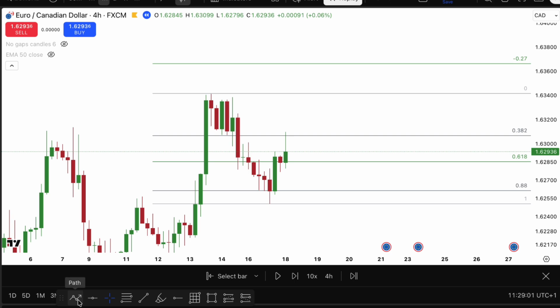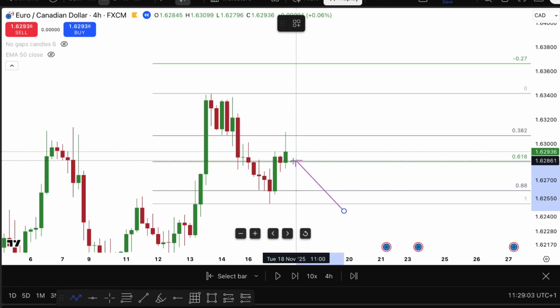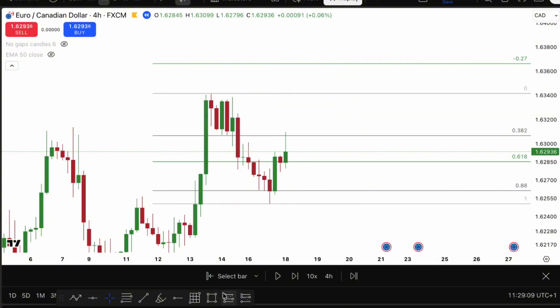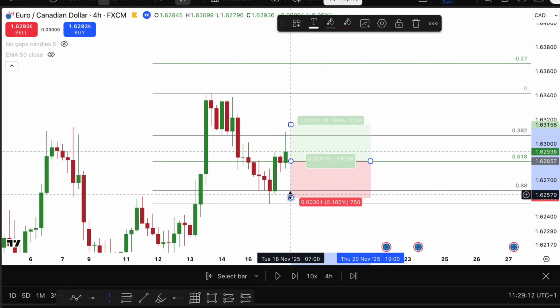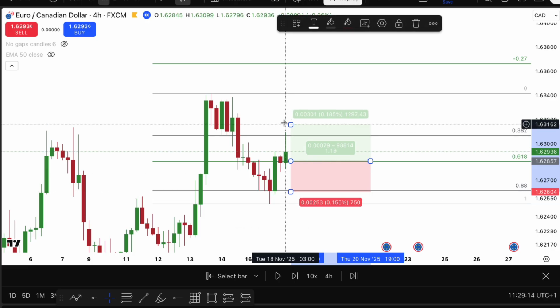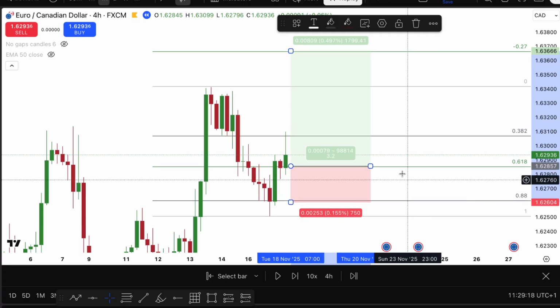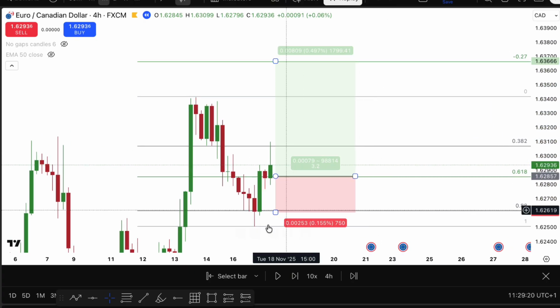So this is going to be the start of the London session. As you can see, price has still closed above the 61, meaning we can now place our order on the 61, stop loss on the 88, and I would take profit always on the negative 27 to create at least a 1 to 3 risk to reward.